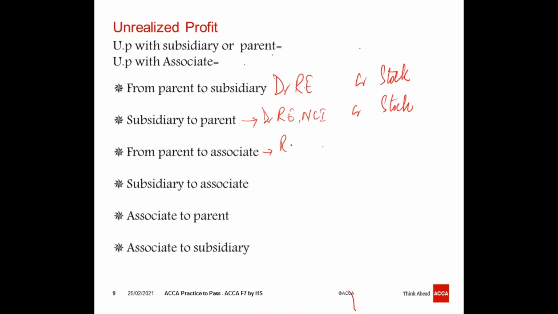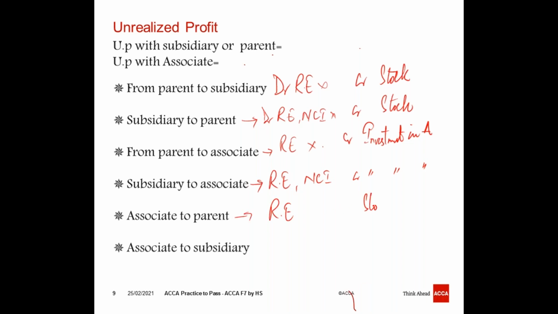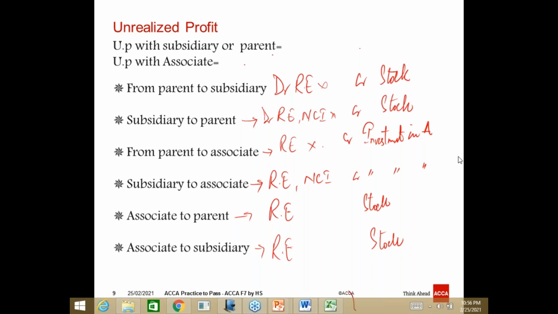From parent to associate, retained earnings debit, investment in associate credit. From subsidiary to associate, retained earnings debit, NCI debit, stock credit. Sorry, investment credit, associate credit. Retained earnings debit, stock credit. And retained earnings debit. So these are all the accounting entries.